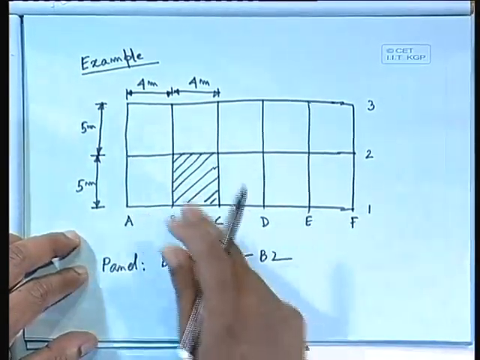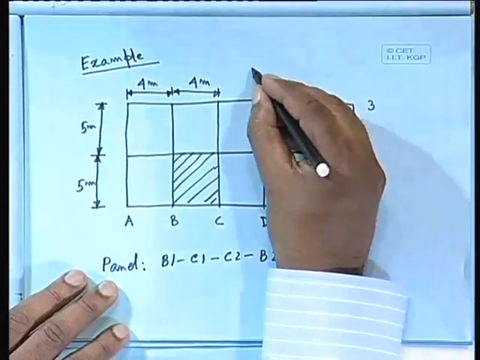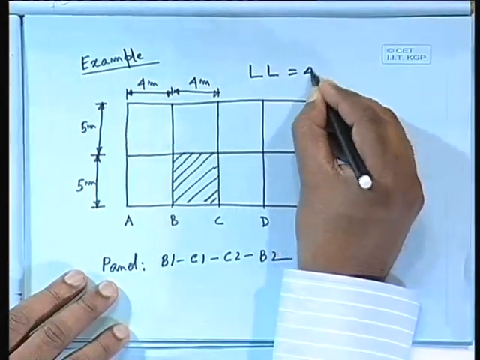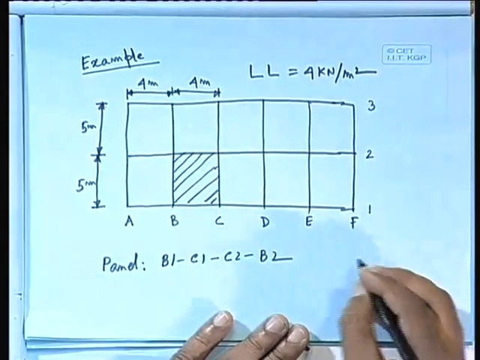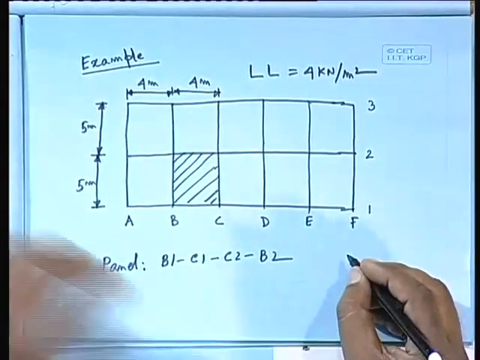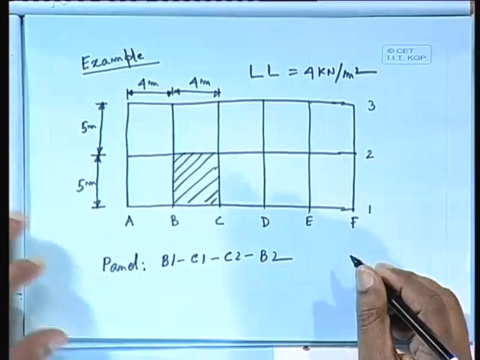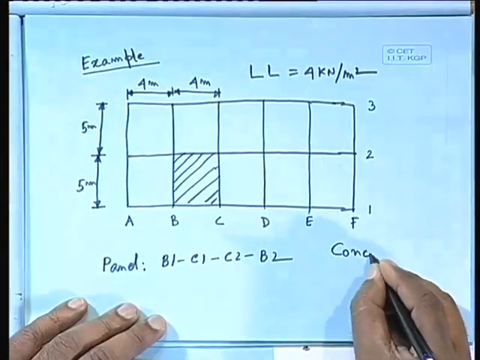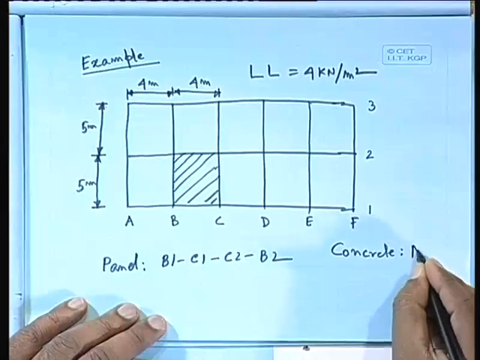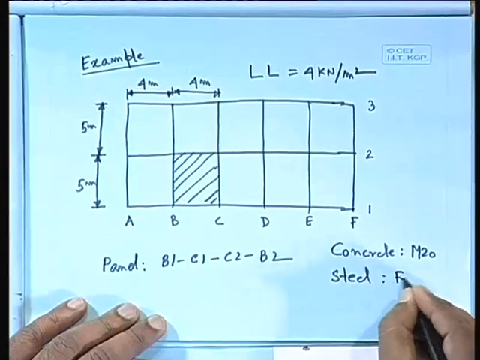What we shall do is design this panel, and let us say that your live load is 4 kilonewton per square meter. I can give the concrete grade, possibly M20, that concrete grade we are using here, M20, and steel Fe415.